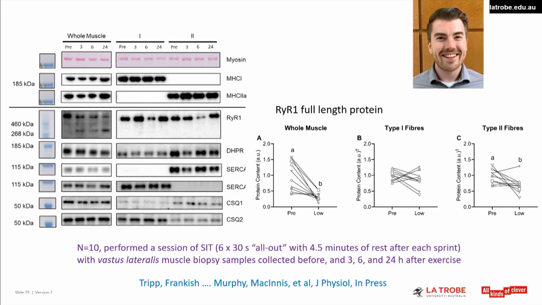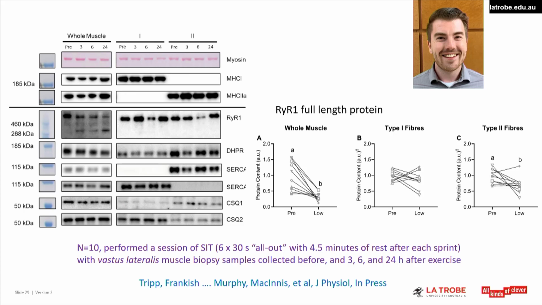And over here in the single muscle fibres, you don't see the fragmentation, but you do see the decrease in the full length, and that's what we focused on in this particular part of the study. So you can see in this individual at 6 hours, in both type 1 and type 2 fibres, there seemed to be a reduction. When the data were crunched, in whole muscle, there's a reduction in the full-length ryanodine receptor at the lowest point, so whether it be 3, 6 or 24 hours. In type 1 fibres, it was variable and it didn't have any statistical difference, but in type 2 fibres, there was a statistical reduction in the ryanodine receptor full length.